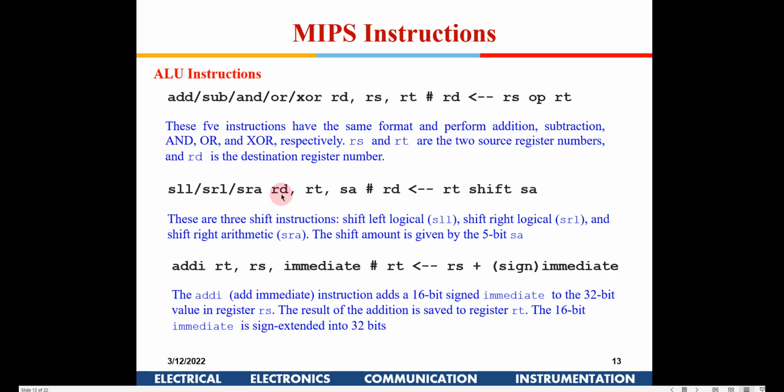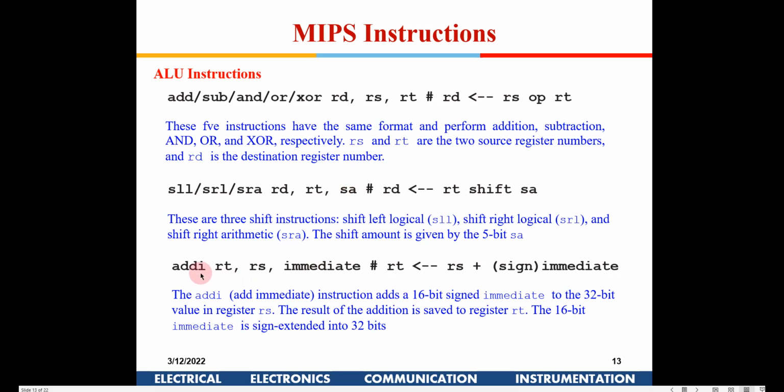Because the maximum size of these registers is 32 bits, right? So I just have to give the data for how many times it has to shift towards the left or right. Is it 1 time, 2 times, or 32 times maximum? That is the reason this is just a 5-bit data here.